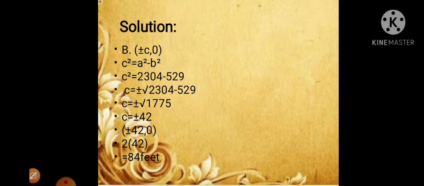So, the points (±42, 0) represent the foci. Thus, the distance between the senators is 2 times 42, which equals 84 feet. That is the distance between the senators. So, that's all, and thank you.